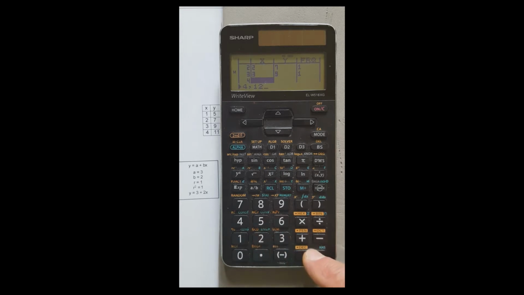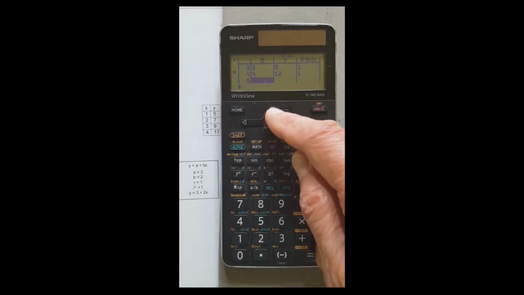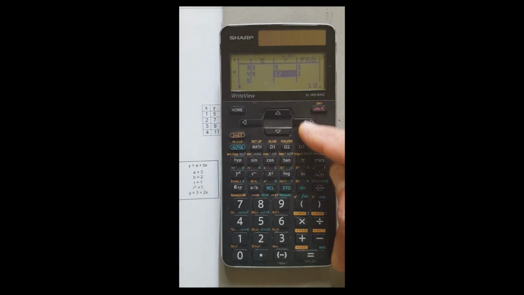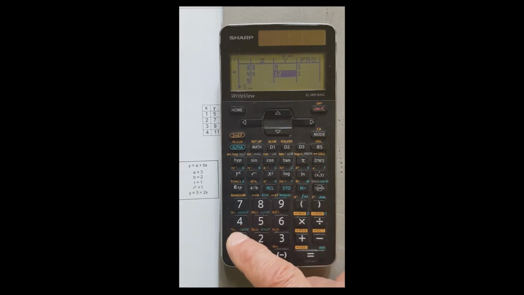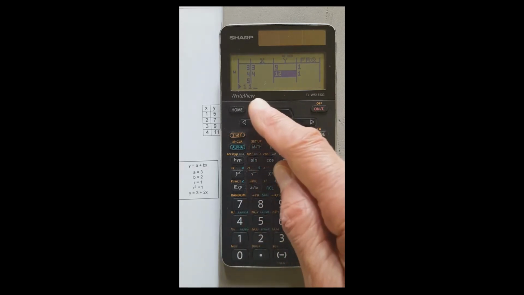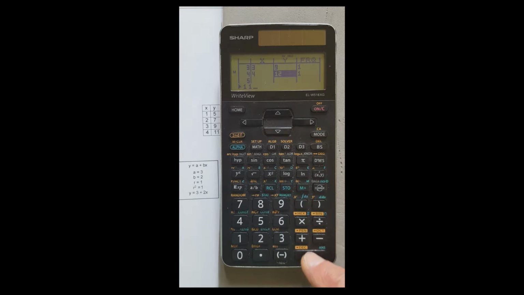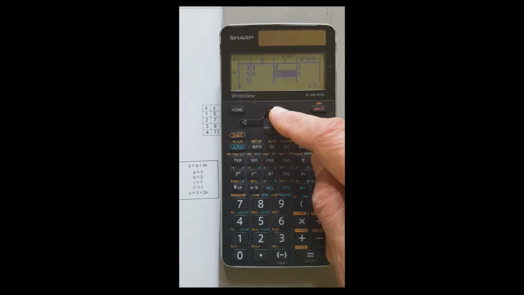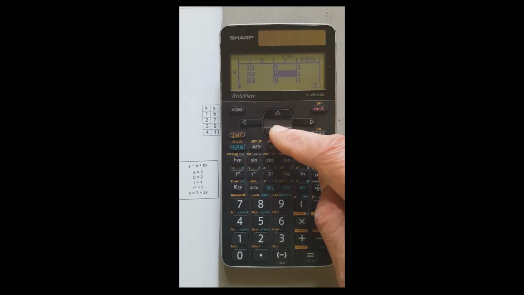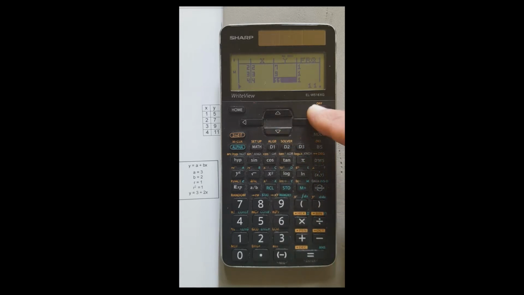And hit enter. Uh-oh, what do? Just scroll up, put your cursor over the wrong value, type in the correct value, and hit equals. Very simple to correct. Once all your data is in, just scroll through it to make sure it's correct. Looks good. When you're done, press the clear button. Doesn't eliminate it from the memory, it just clears the display.